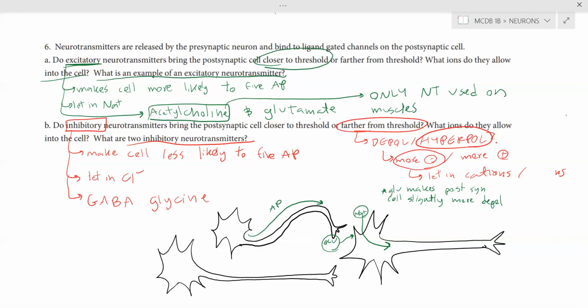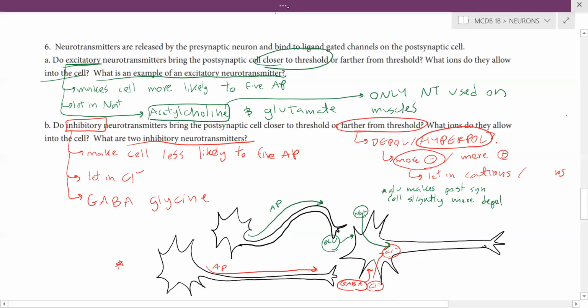Same deal, I'm going to illustrate it. This cell could fire an action potential. Once the action potential reaches the axon terminal, that could cause it to release GABA into the synapse. GABA would bind to a receptor on the postsynaptic cell, a ligand-gated receptor, open it up, and then allow chlorine to come into the cell. Sometimes you can get two conflicting signals, right? It's up to the neuron to decide.